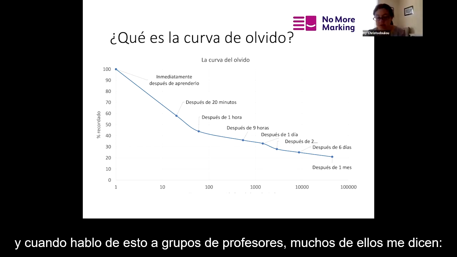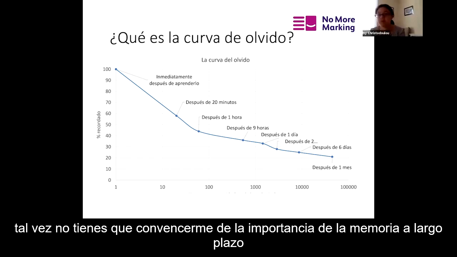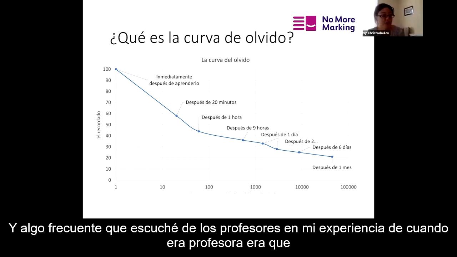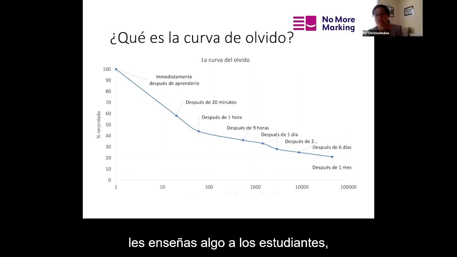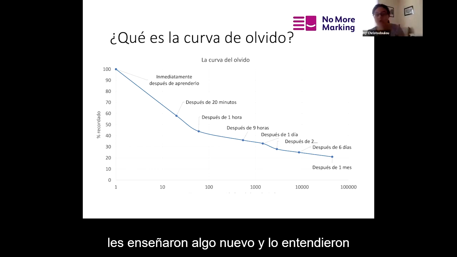And when I speak about this a lot to groups of teachers, a lot of them will say to me, look, I agree with you, maybe you don't have to convince me of the importance of long-term memory, but how? And a frequent thing that I'll hear from teachers, and that I certainly experienced when I was a teacher, was you teach students something, they really do understand it in the moment. So in that lesson, they're understanding it, they're getting it, it's all making sense, they get to the end of the lesson, you taught them something new and they've got it.